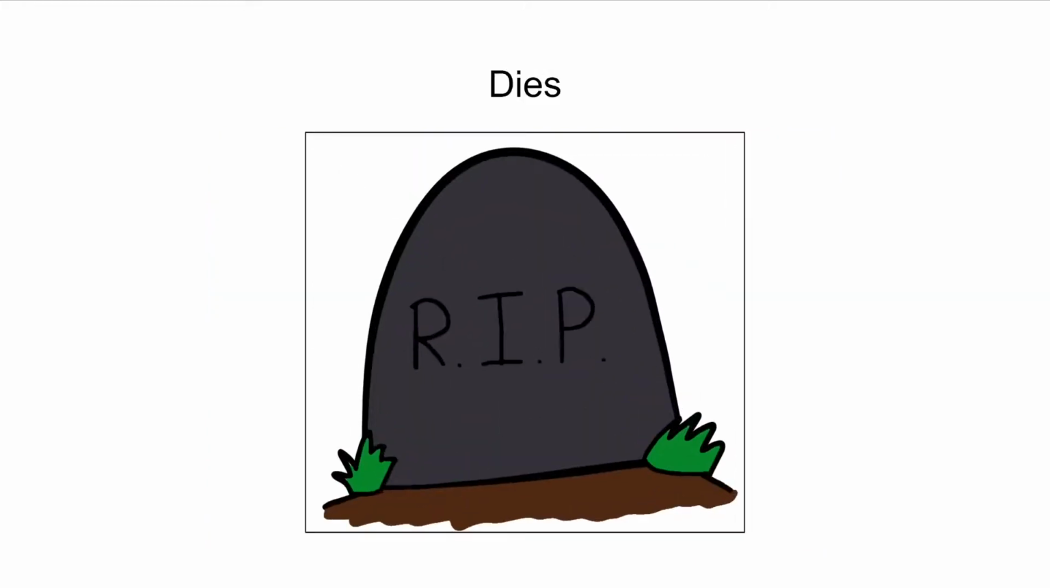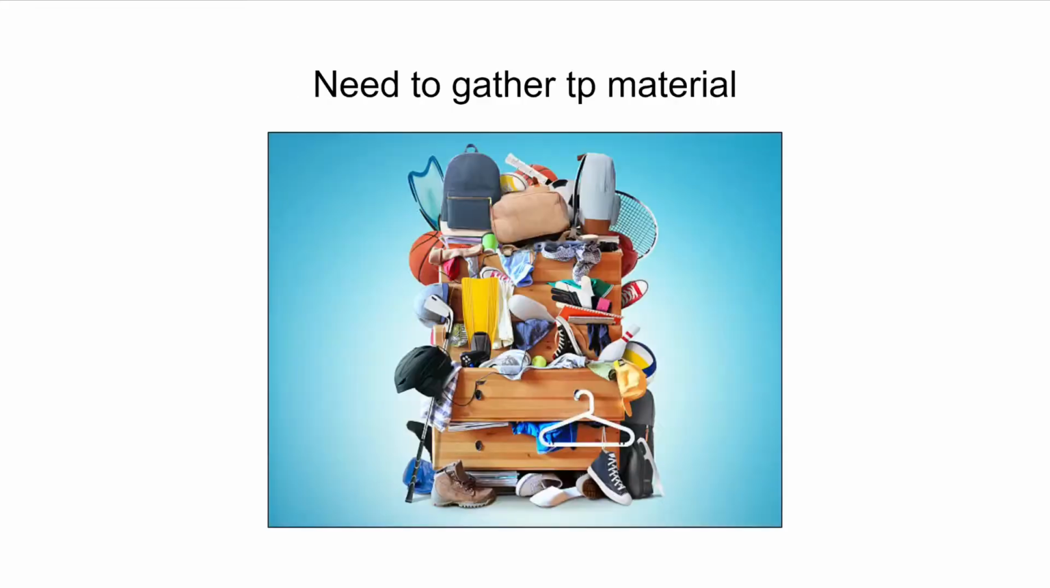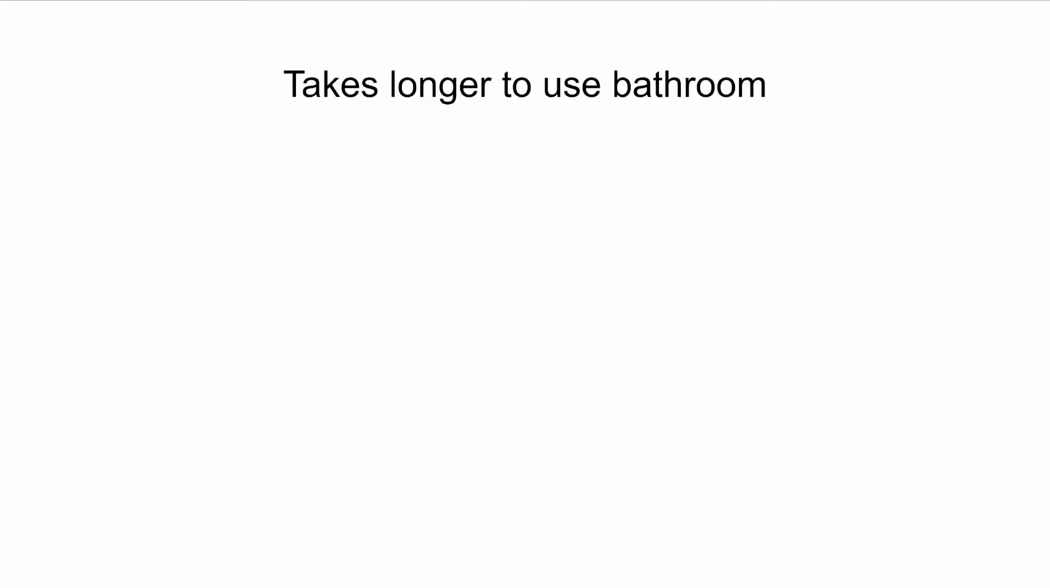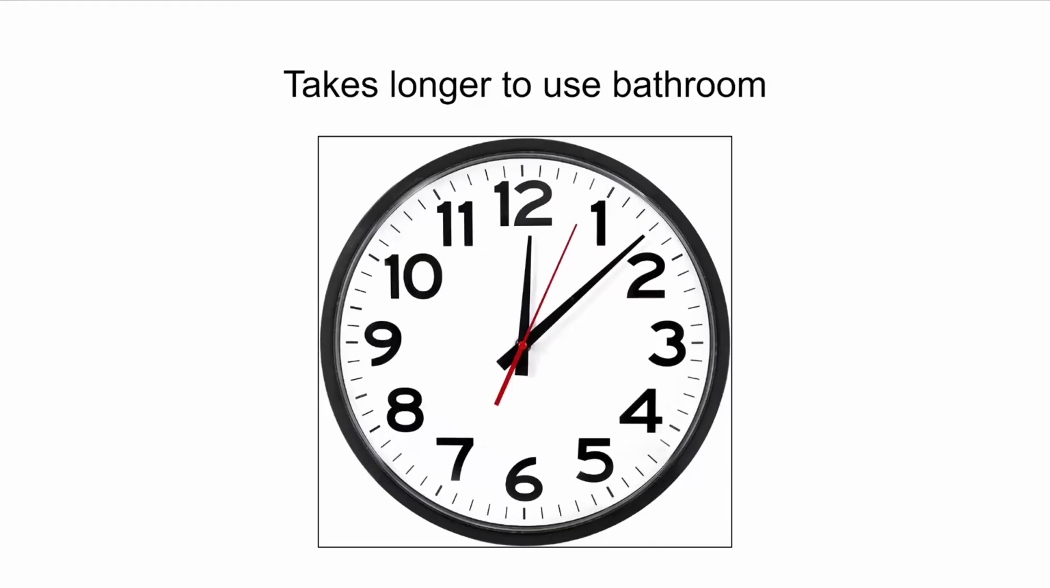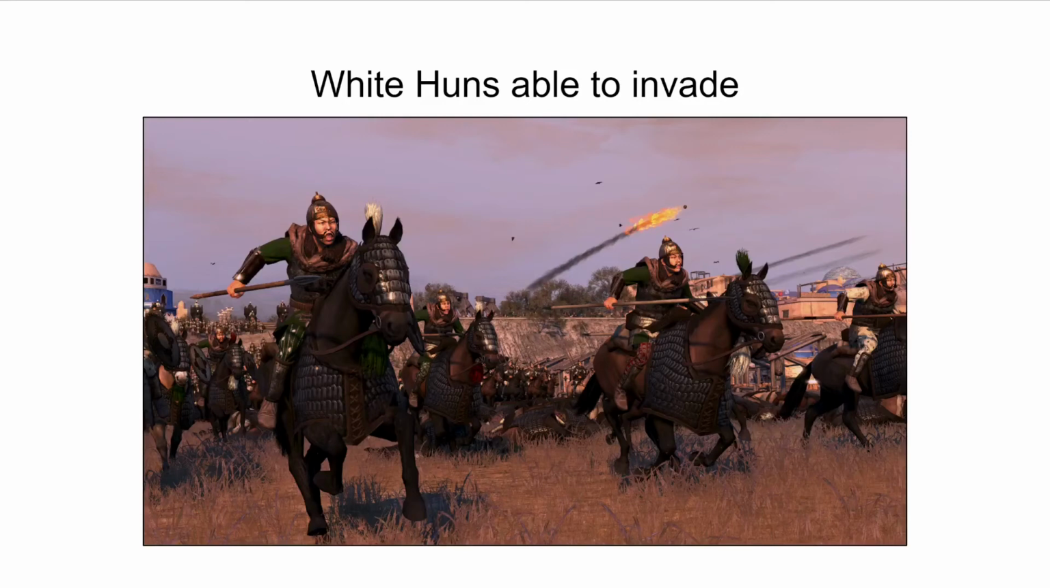The last effect of having no toilet paper in the Roman Empire is that obviously they needed to gather the other materials. They take longer to use the bathroom as the gathering is a time-consuming process. And while the Romans were distracted, the white Huns were able to invade.